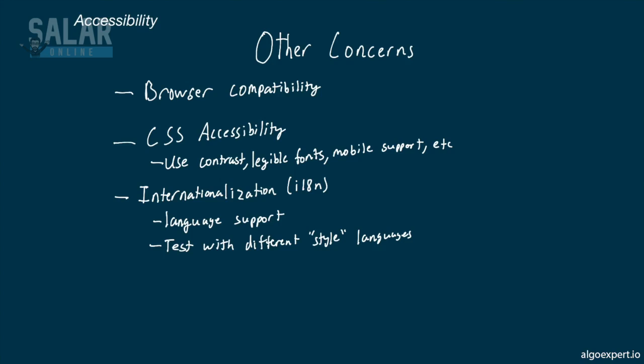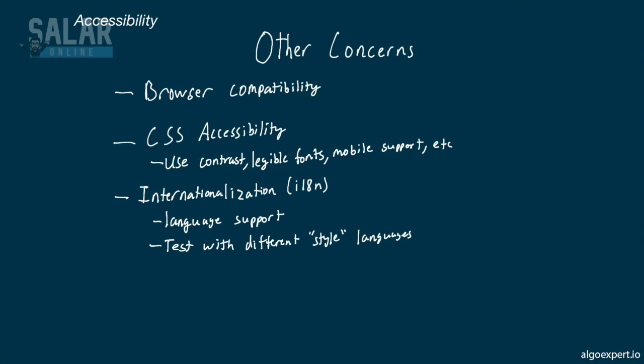Lastly, with larger web applications, and especially ones that have demographics outside of your current region, we need to consider internationalization, which is oftentimes abbreviated as I18N. And what this means is how can we get our website to work in as many places and as many languages as possible.